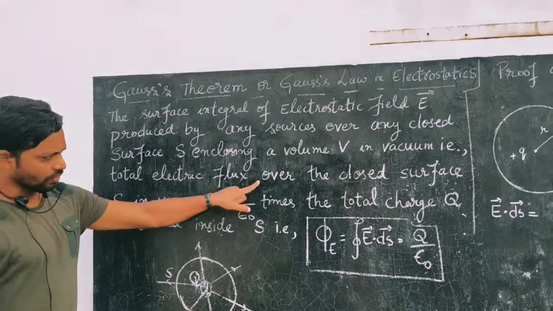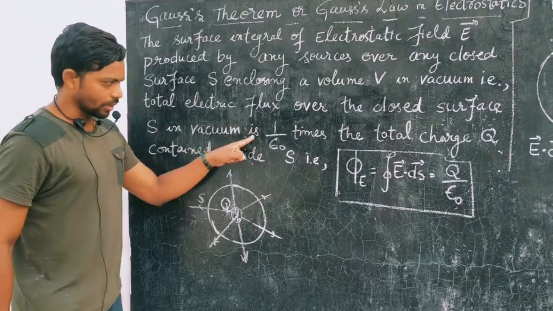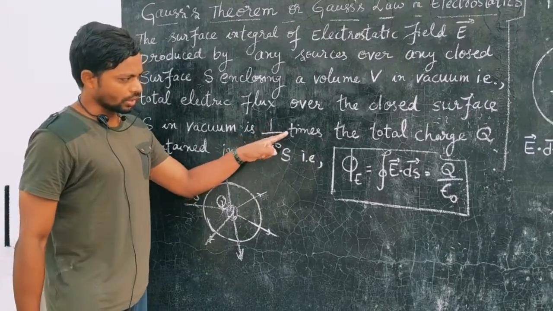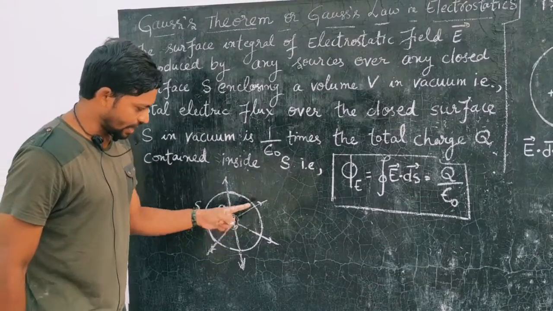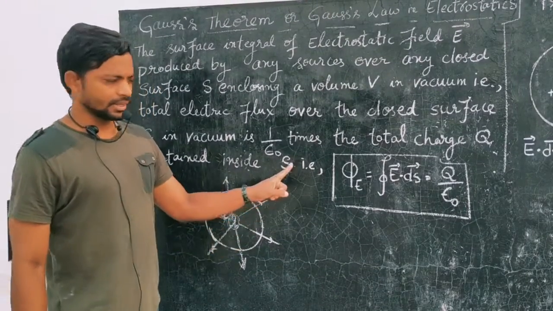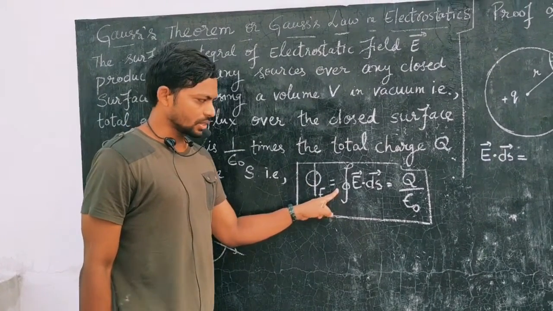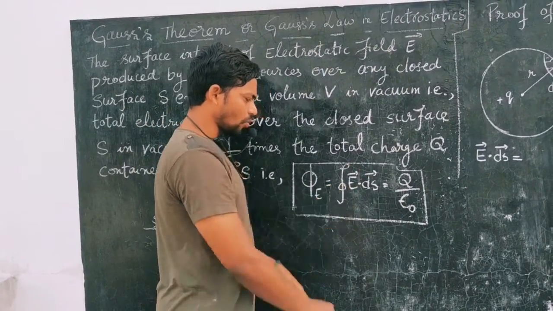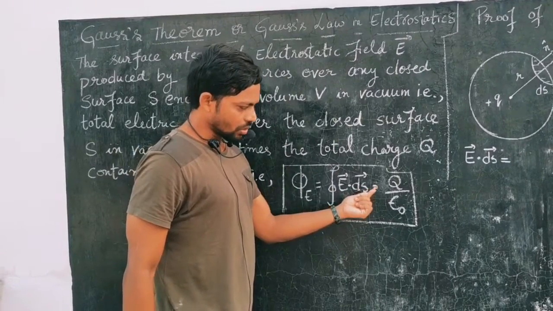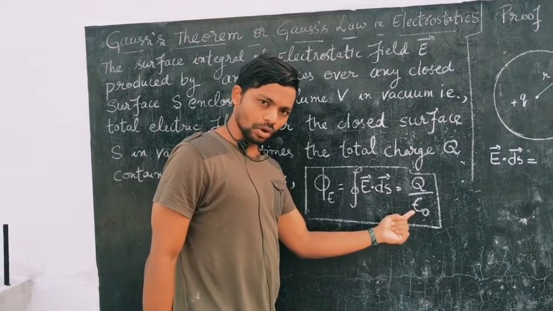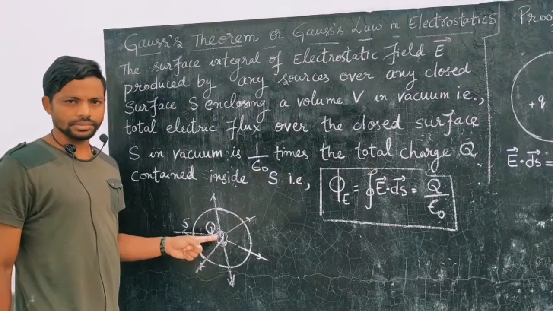The total electric flux which is coming over the closed surface S in vacuum is 1 by epsilon naught times the total charge Q contained inside the S. It is expressed in this form. Electric flux is the surface integral of electric field intensity over a closed surface, which is equal to 1 by epsilon naught times the charge enclosed inside it, right?